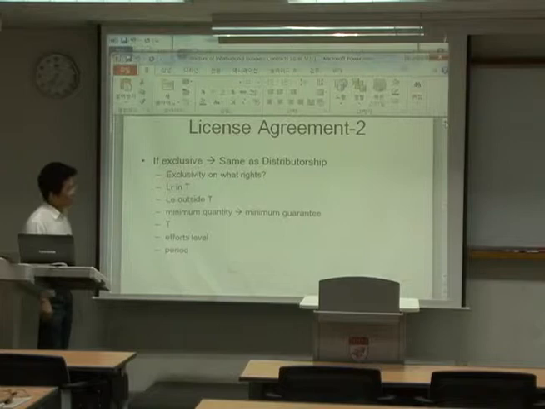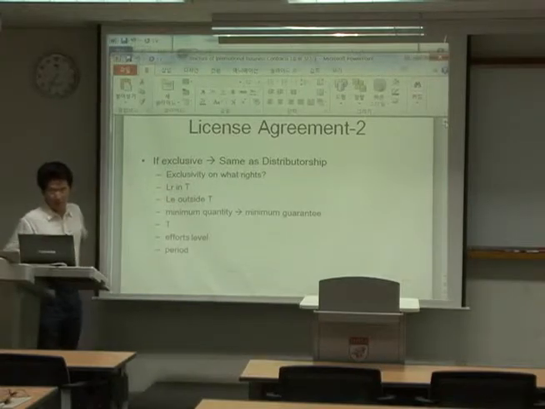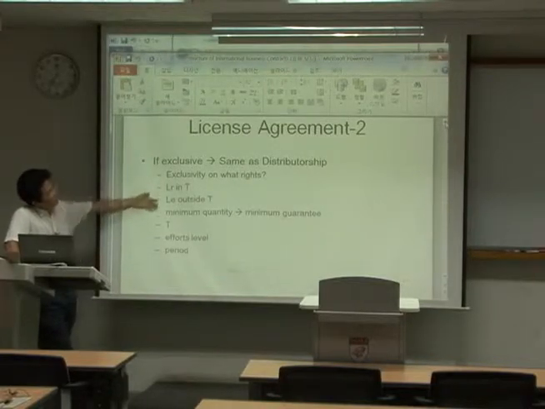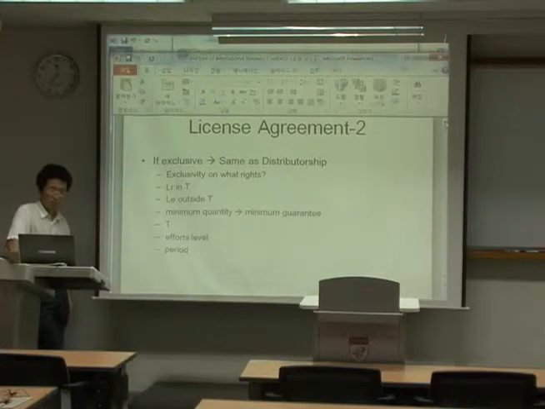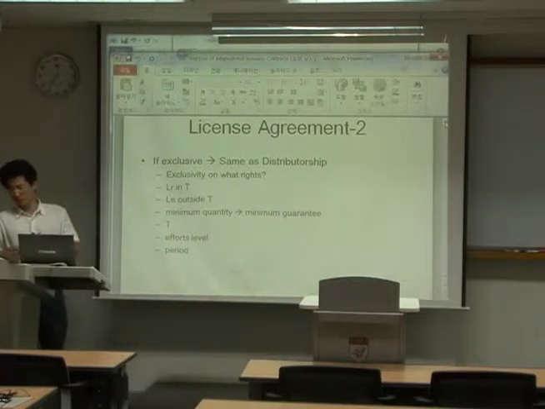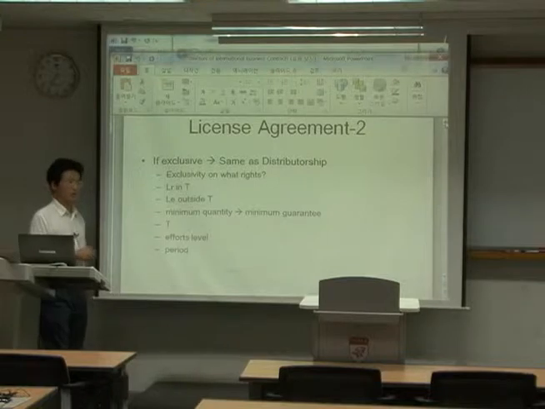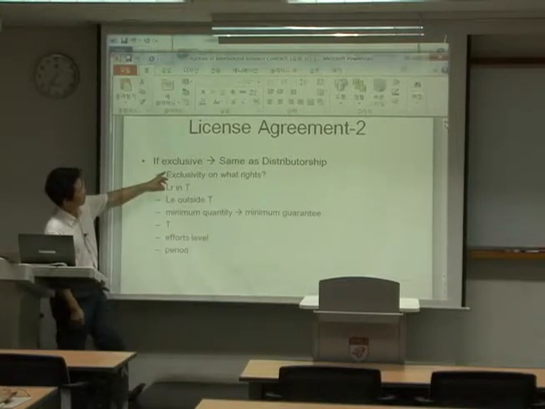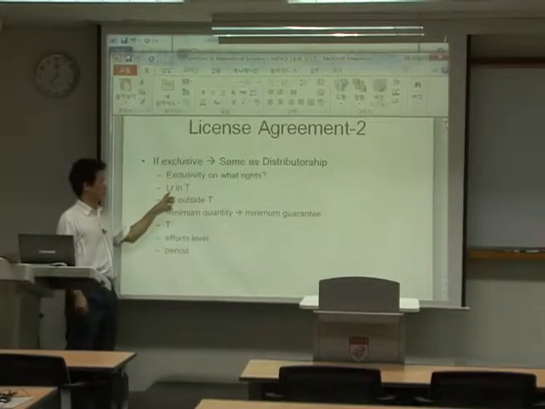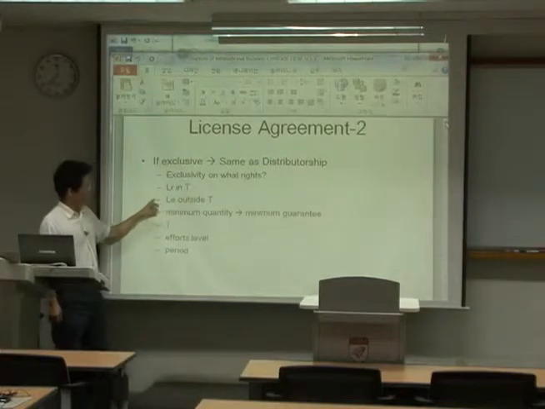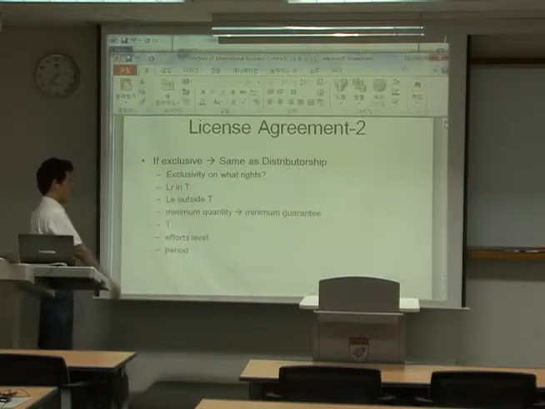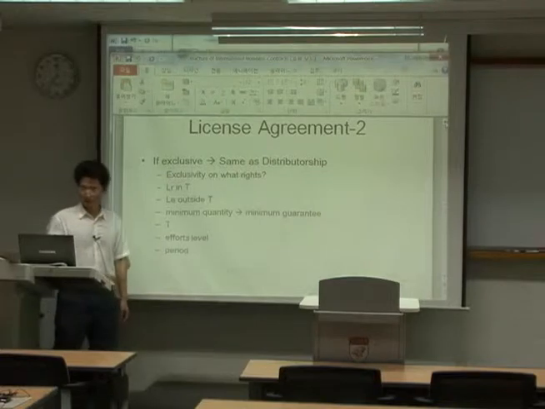Again, the first thing that you want to look at when you get a license agreement is whether it is exclusive. If it is exclusive, again, you have to go through all these points which establish the territories for licensor and licensee. Okay? So exclusivity on what rights? Licensor, provision governing licensor's behavior in the territory, licensee's behavior outside the territory, minimum quantity, the size of the territory, efforts level, period, all this applies.